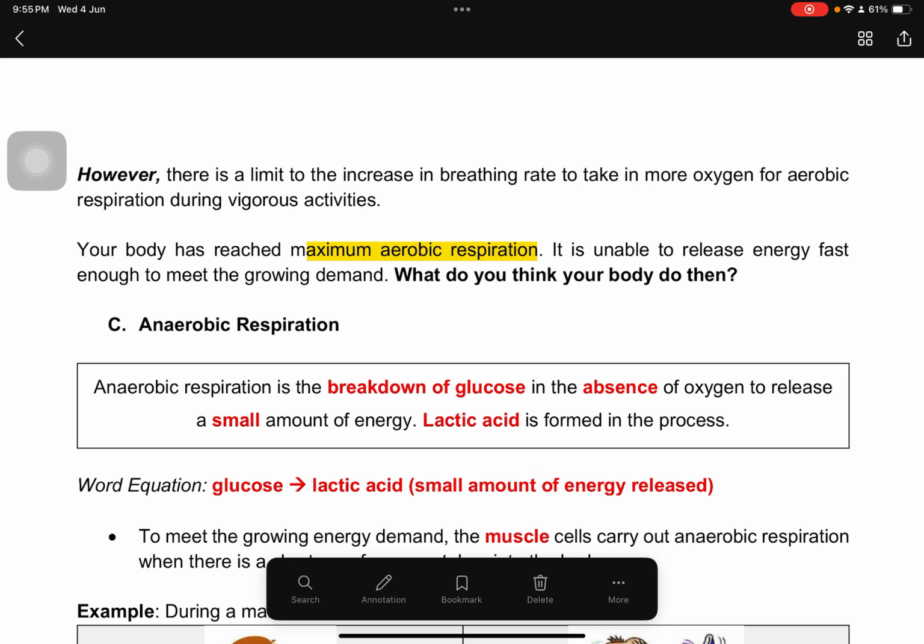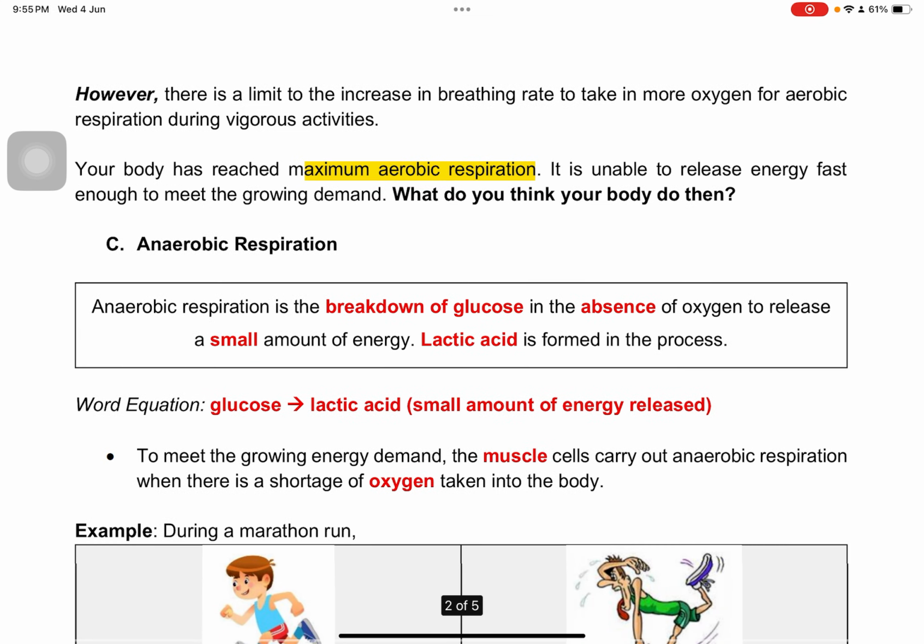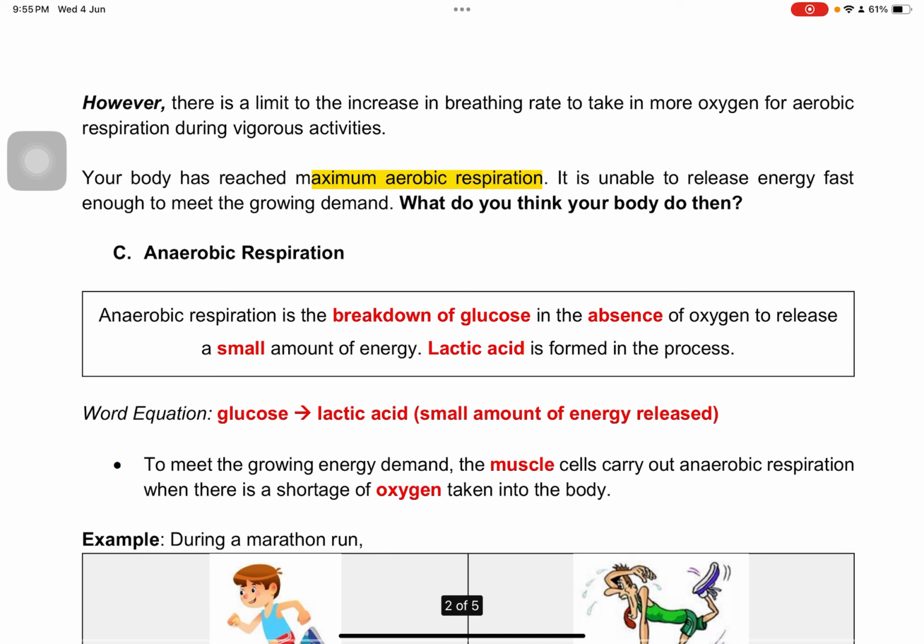Alright, let me break down what anaerobic respiration is. So imagine you are running a 2.4. At the start it was very comfortable, you can still talk to your friend, chit chat, but as you progress through the race, you find that you're panting, you're trying to take in more oxygen, and then your body starts aching. Some people even get stitches, alright? And then at the end of 2.4, you give your final burst of energy.